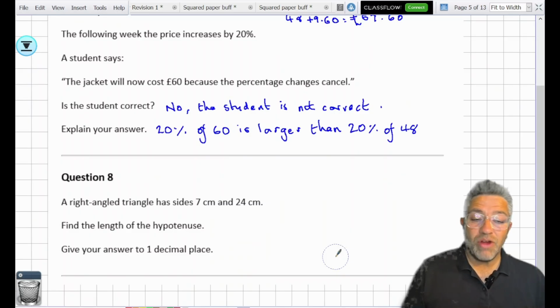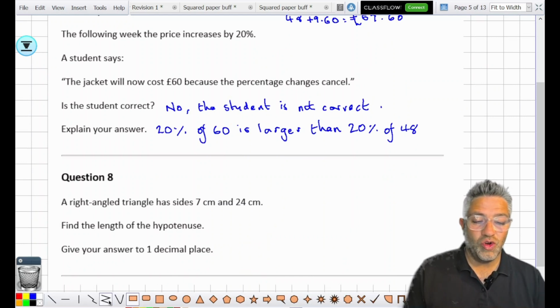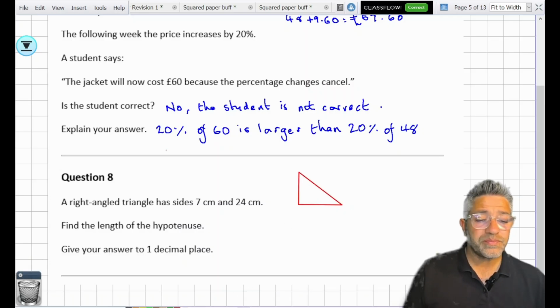Question 8, a right angle triangle. Well, once again, I like to draw a problem if I can. It really helps with my visualization, just so I can see what's going on. So we have our right angled triangle. Just to be really precise, I'm going to mark the right angle in my triangle. It has sides 7 centimeters and 24 centimeters. I've not chosen a very clever scale here, but it is just a sketch, and we're being asked to find the length of the hypotenuse.